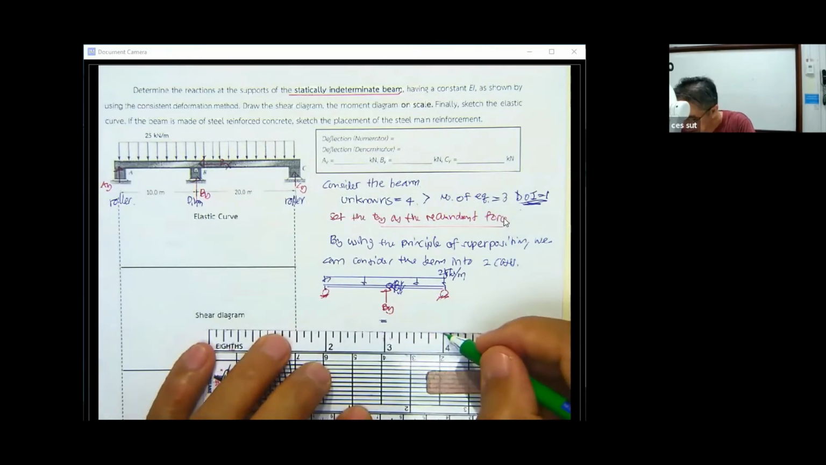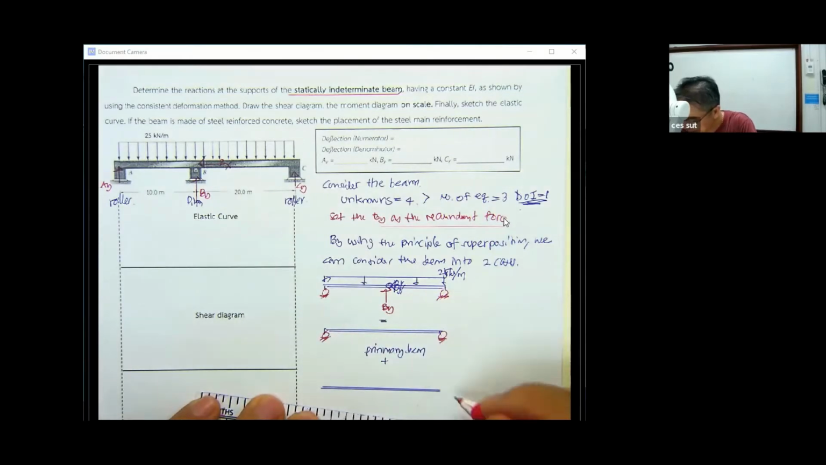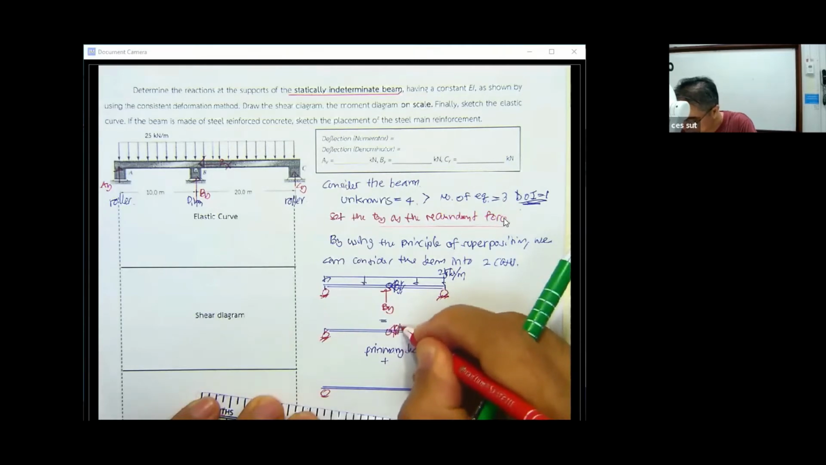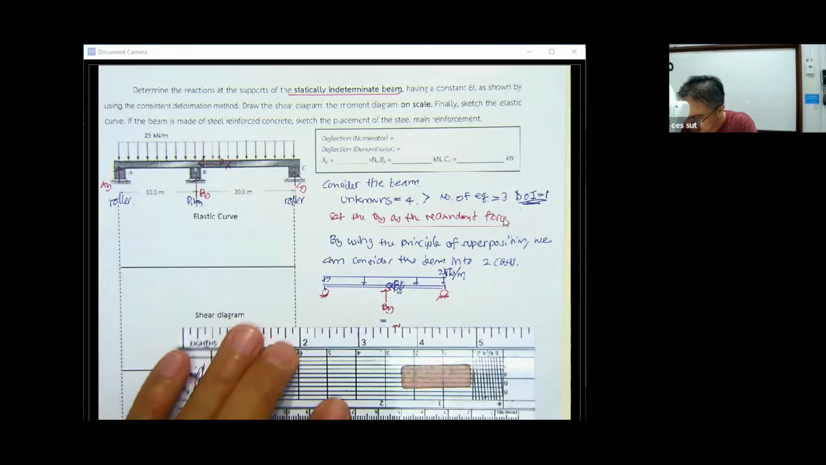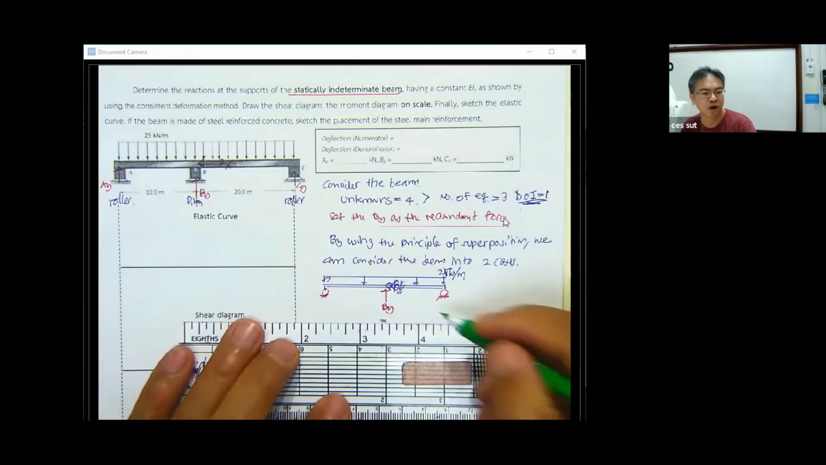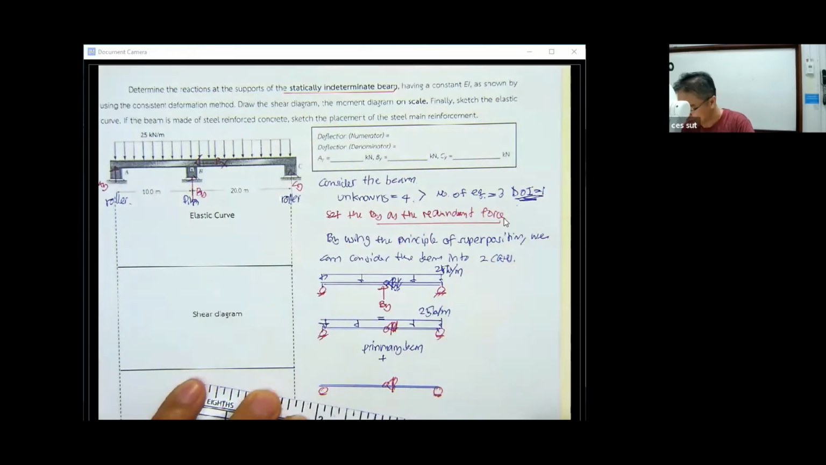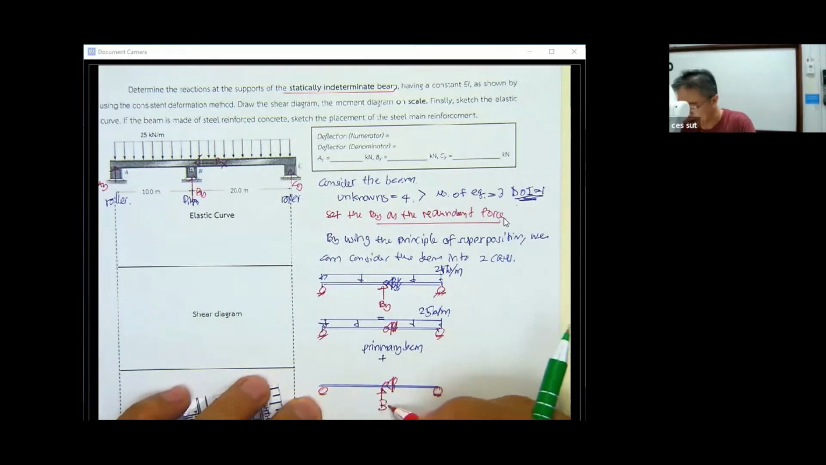So by doing this, our beam is going to be the same, with the roller, and this one you still have the roller also. But the primary beam is subjected to the 25 kilonewton per meter, while this one is going to be subjected to B sub y. Okay, this is the first step that we have.